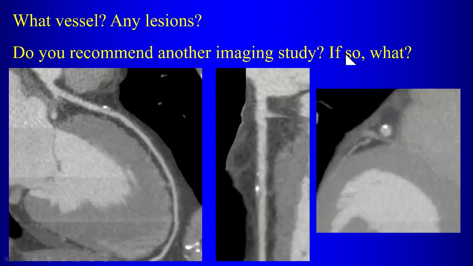Okay, so if we look at a case like this, and I ask you what vessel are we looking at? Are there any lesions, and do you have any recommendations? What do you guys have to say? What vessel are we looking at? LAD. Look at the LAD. Are there any lesions? Yeah. So what do you see? You see a proximal lesion. So we see a calcified plaque here. Okay. How much stenosis?